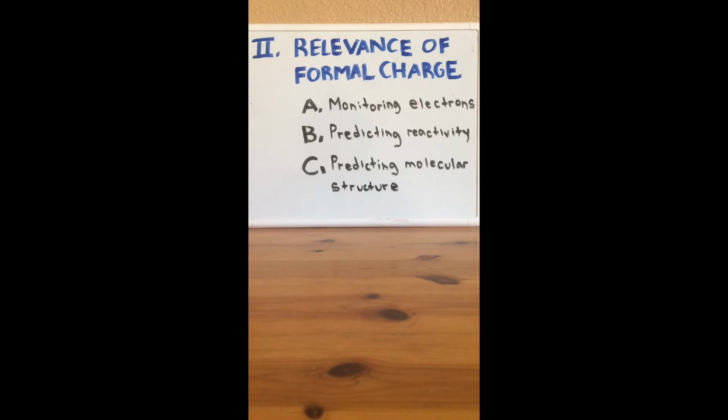Formal charge is relevant and important to chemistry because it allows for monitoring an atom's electrons and predicting its reactivity and molecular structure. A molecule can have more than one possible molecular structure, but the most likely structure is the one wherein all formal charges of atoms are zero or as near to zero as possible, wherein adjacent formal charges are zero or of the opposite sign, and wherein negative formal charges are on the more electronegative atoms. In this way, formal charge is considered when predicting molecular structure.